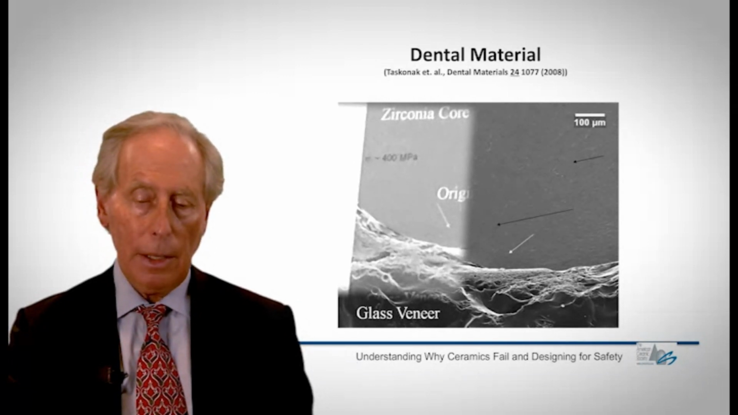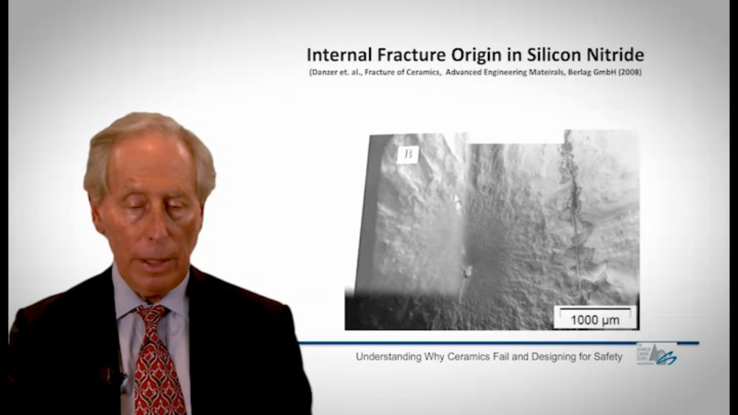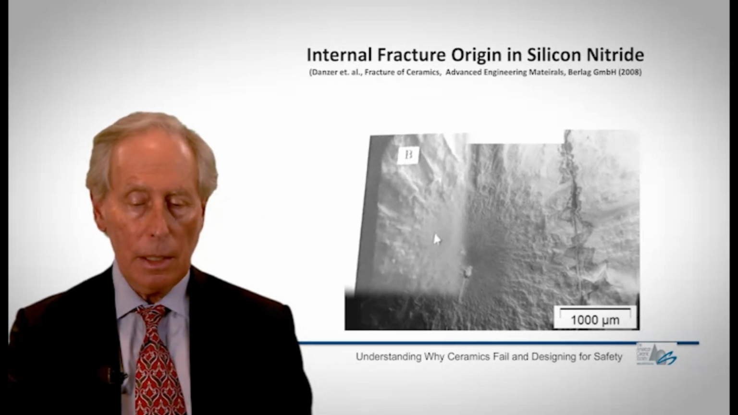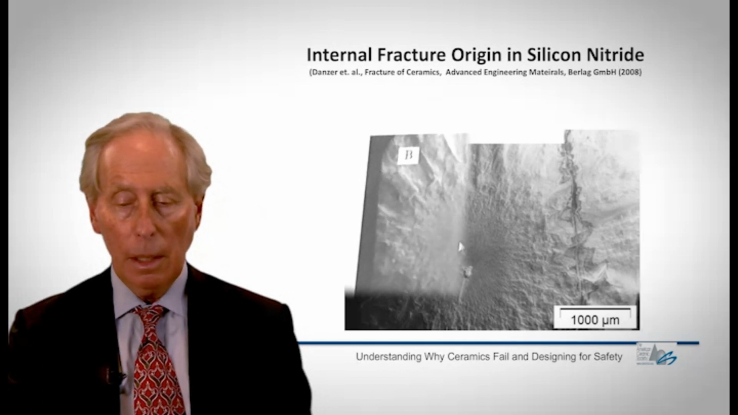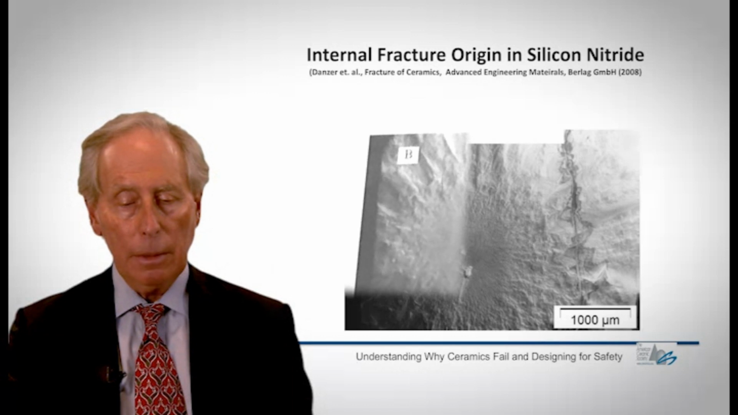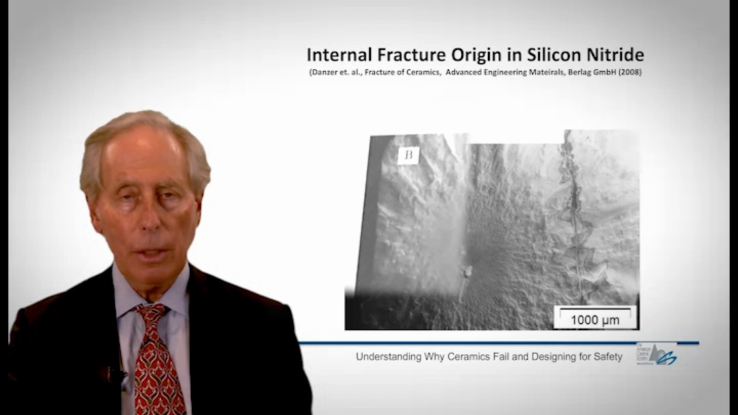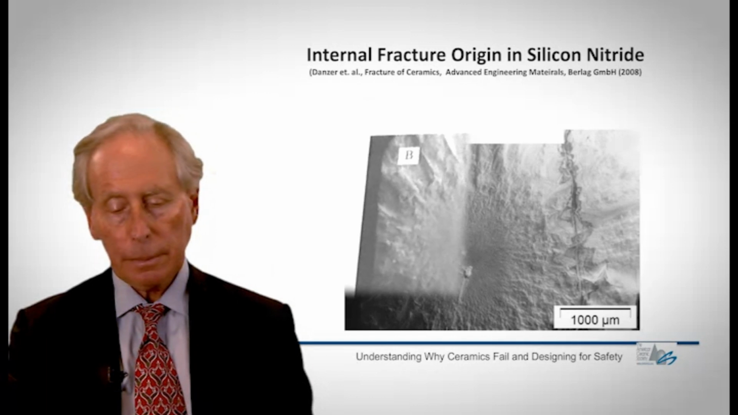Just to point out that there are internal failures that are observable. Here's a silicon nitride in which failure occurred from an internal origin. And again, even though it was internal, you do see the mirror and mist and hackle regions within the micrograph itself. So stressing again, there's a lot of information to be learned about what happened at fracture, about the stress at fracture, if you take the time to look.